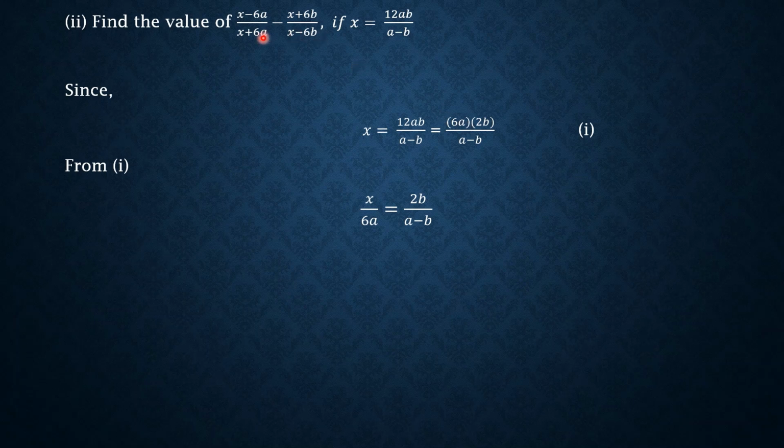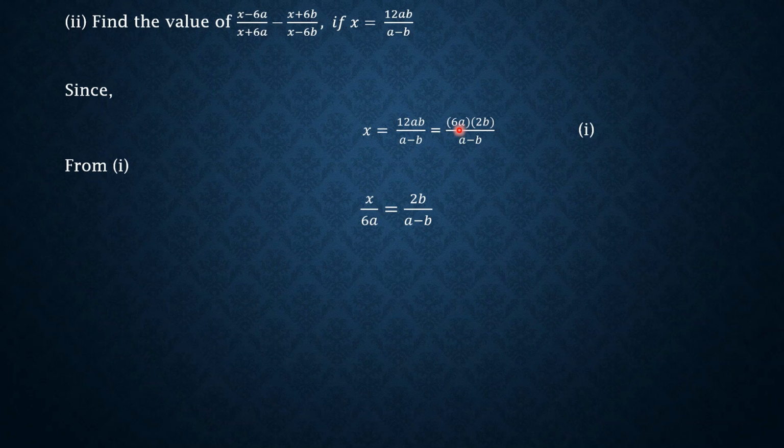Look at the question, that when this is the application of componendo dividendo over a fraction where the fraction was x over 6a. This is numerator minus denominator and this is numerator plus denominator. So the fraction here is x over 6a. And now look here that this fraction is x over 6b. So in order to get x over 6a and x over 6b, we will split this 12ab into two factors, that is 6a and 2b.